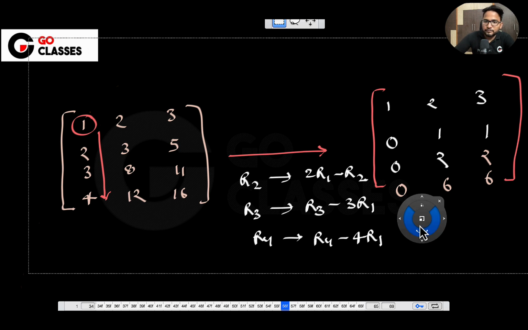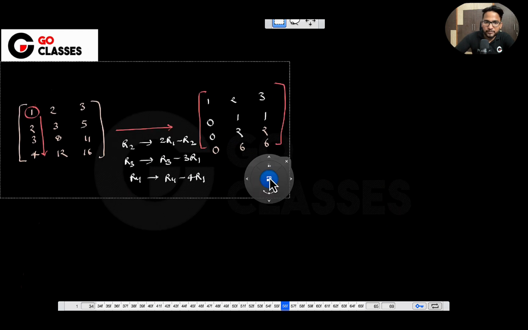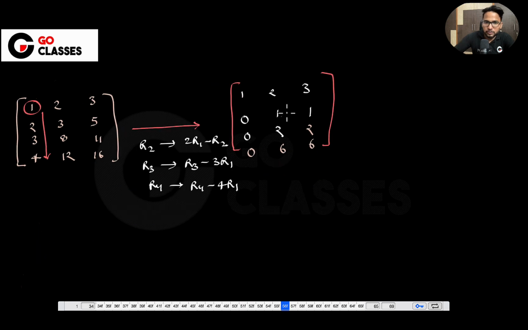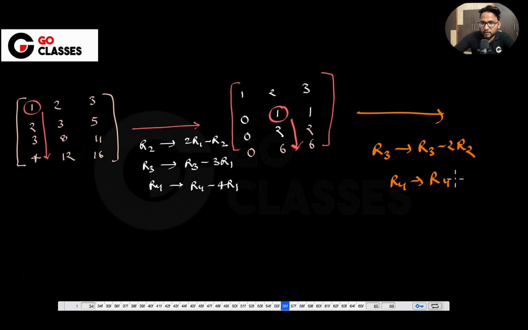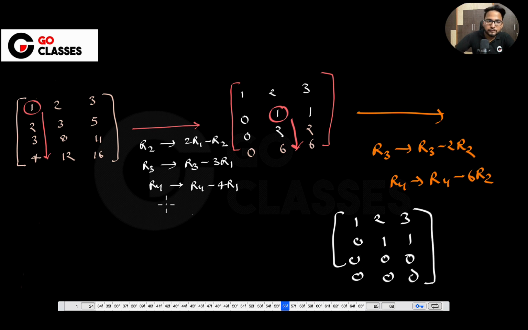Now let's make all of them 0. So what you will be doing, maybe you can do R3 replaced by R3 minus 2R2, and R4 should be replaced by R4 minus 6R2, right? And then finally you will be having 1 2 3, 0 1 1, 0 0 0, and 0 0 0. Right? So this is what you will be having here.